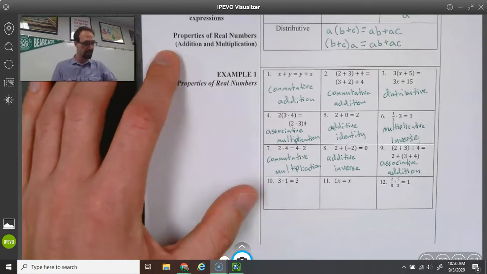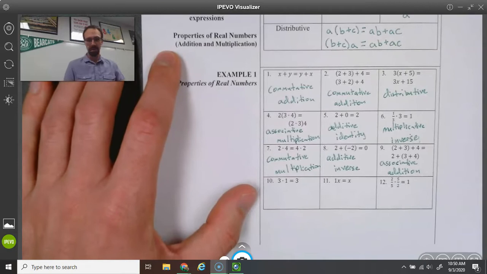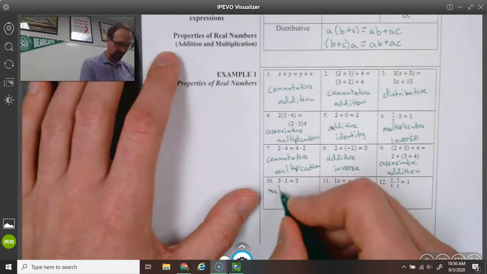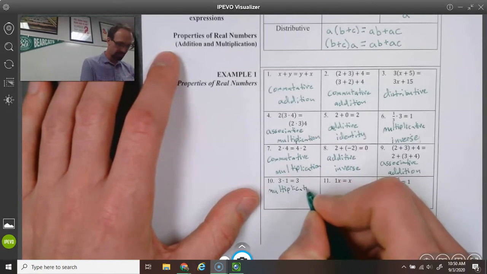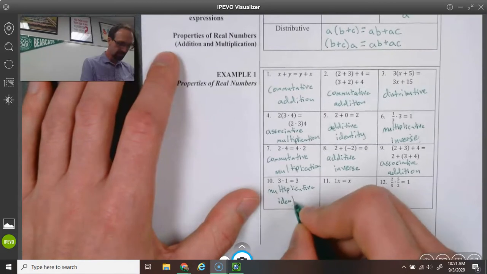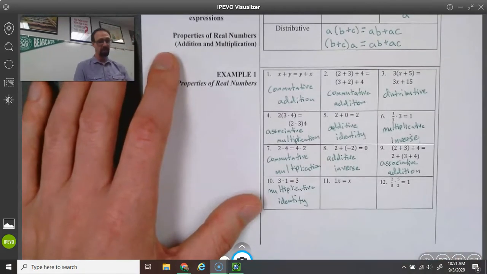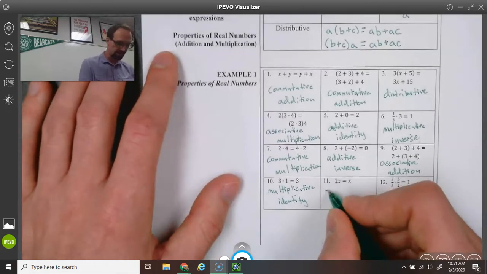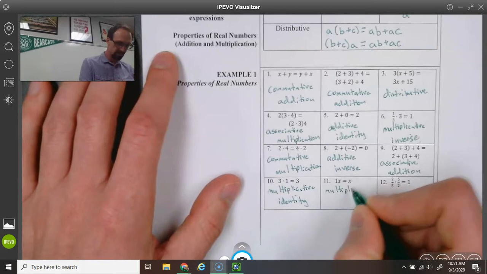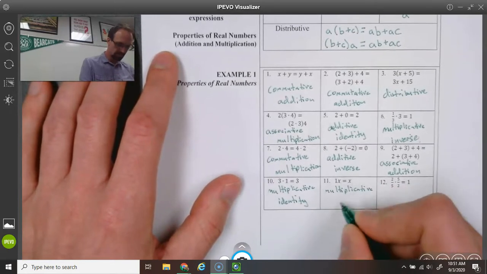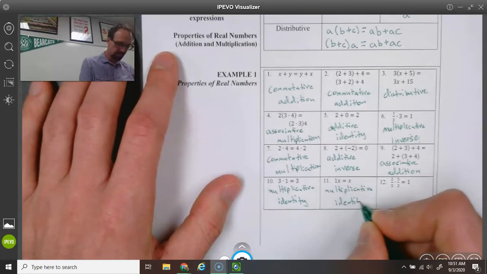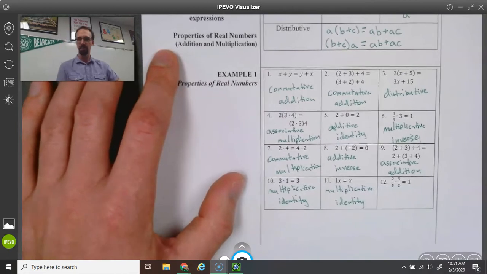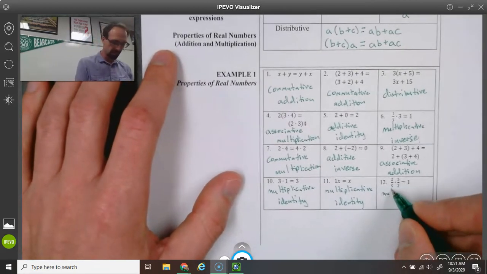And then over here on 10, we have 3 times 1 equals 3. This is the multiplicative identity. Number 11, 1 times x equals x. This is also the multiplicative identity. And then for 12, 2 fifths times 5 halves equals 1. This is the multiplicative inverse.